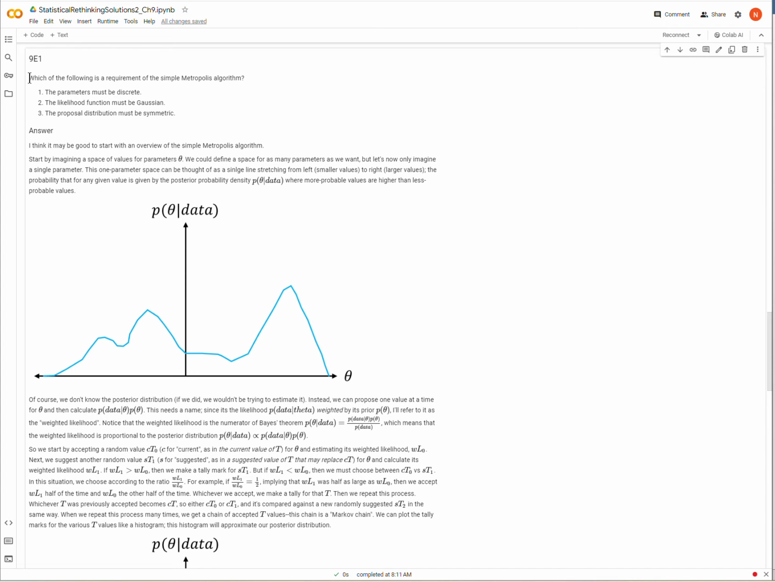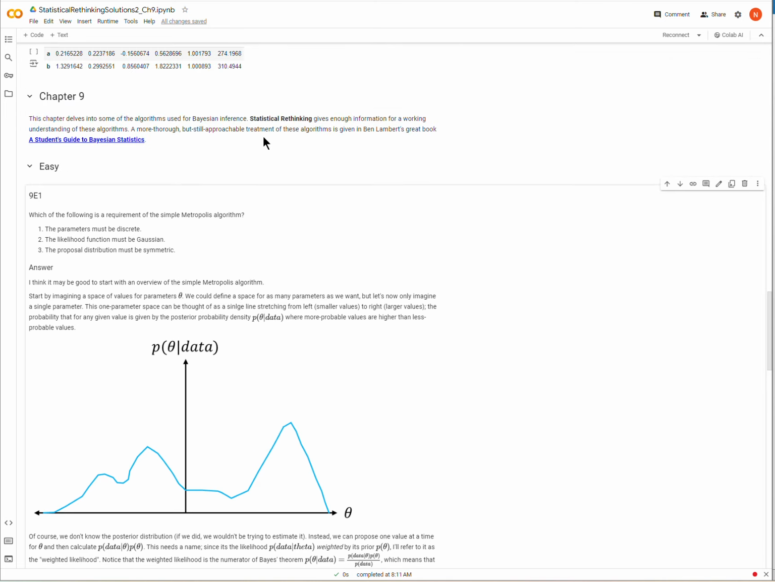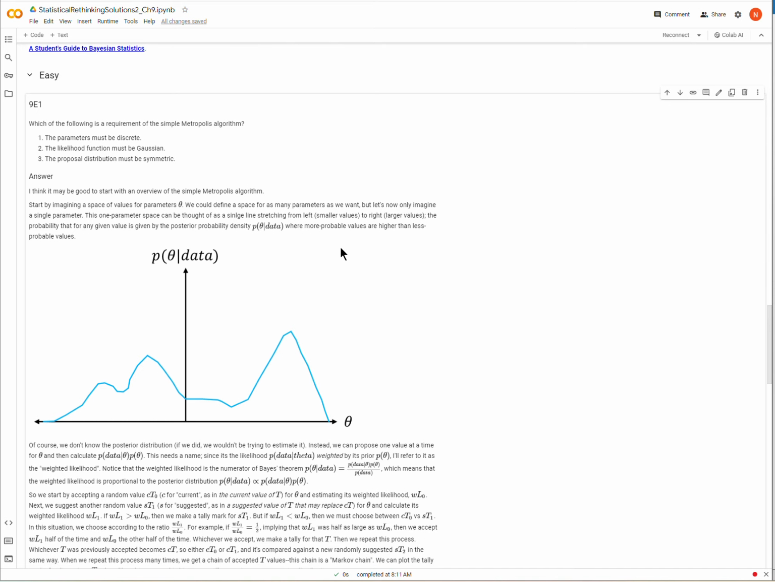Question 1 is, which of the following is a requirement for the simple Metropolis algorithm? And it gives three things here, and we'll go through these one at a time. But I thought that I might give my own version of the Metropolis algorithm, just so that you've seen it in a couple of different ways. I would also refer you to A Student's Guide to Bayesian Statistics by Ben Lambert. It's a very good book, maybe a little more nuts and bolts than Statistical Rethinking, but still very approachable, and it has some very approachable explanations as to how some of these algorithms work.